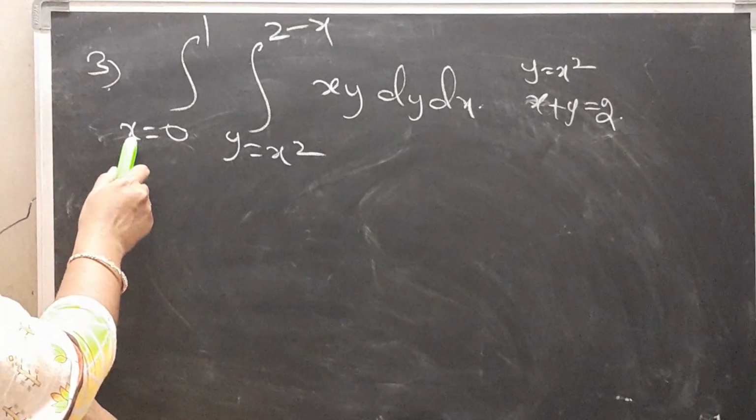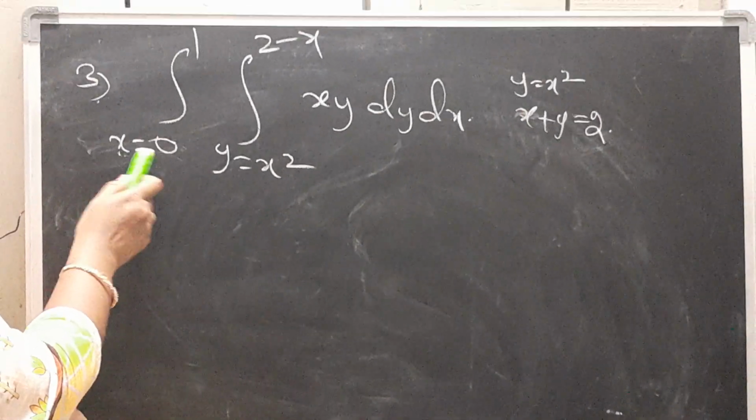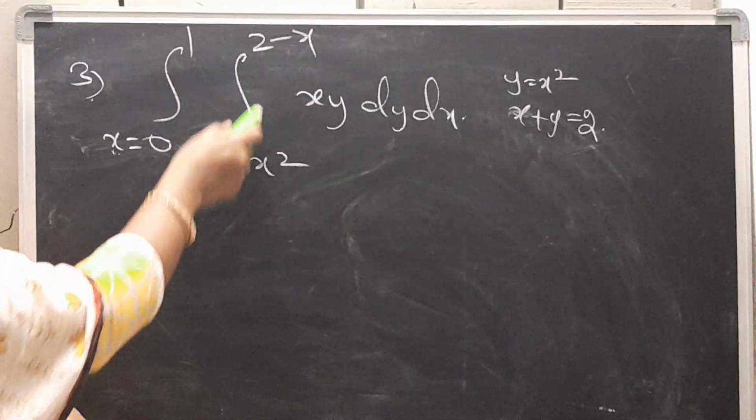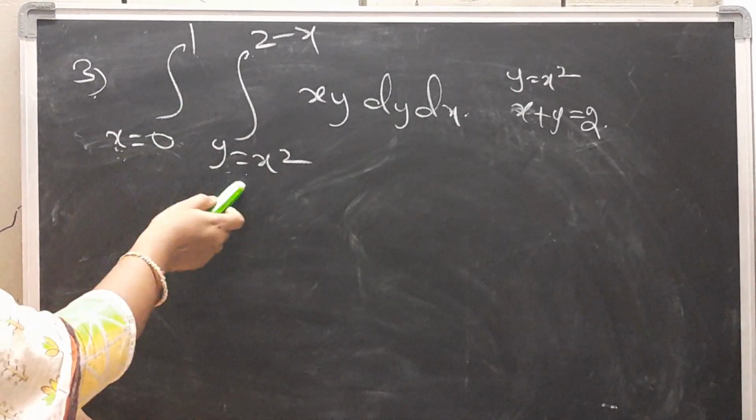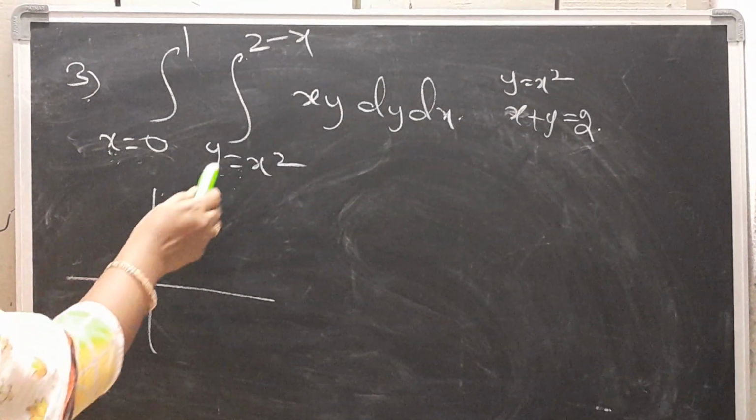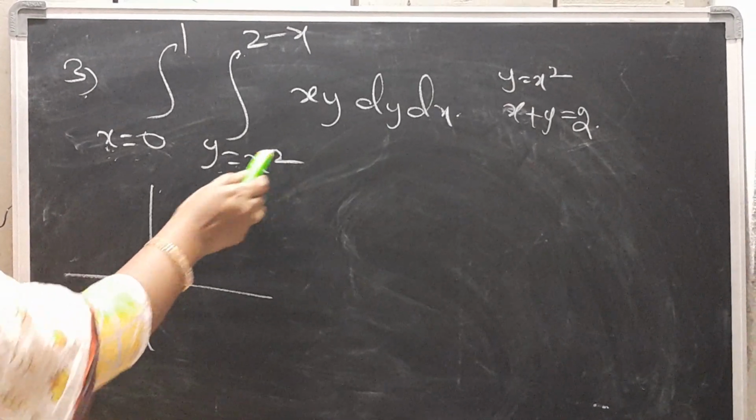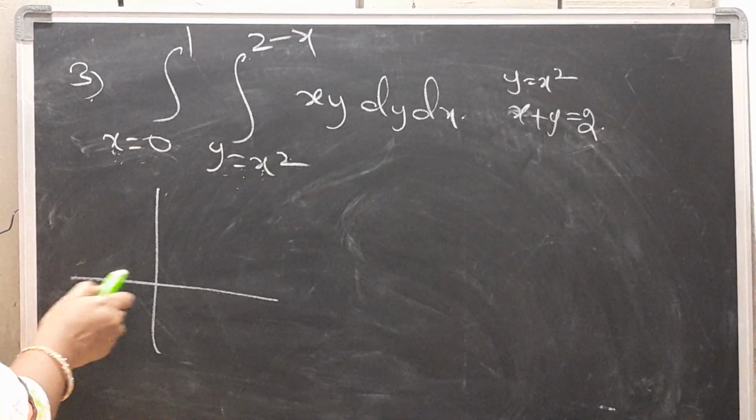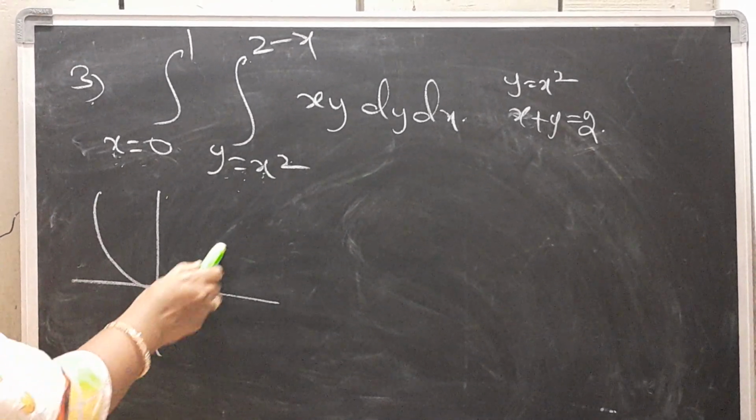This is the third one. Here x is the outer limit again, y is the inner limit. So here also the anti-clockwise direction is given and a vertical strip is given. What is the diagram? First you have to draw. Here x square is given. x square means negative values and positive values. This parabola is this line.